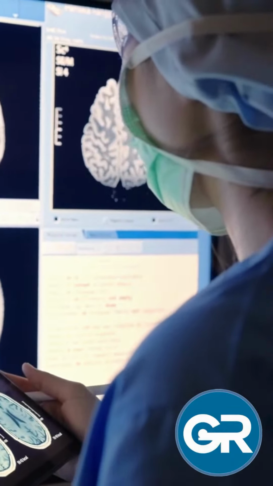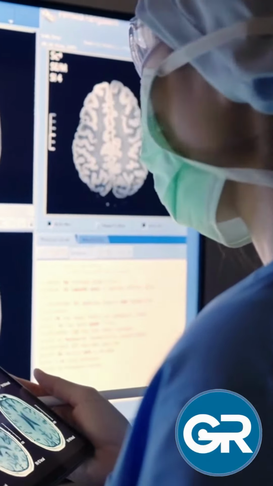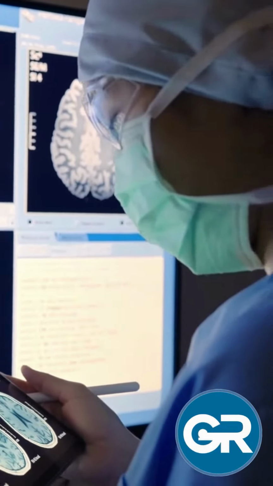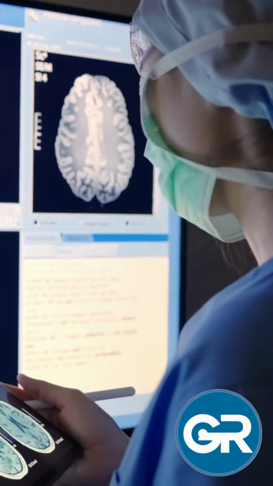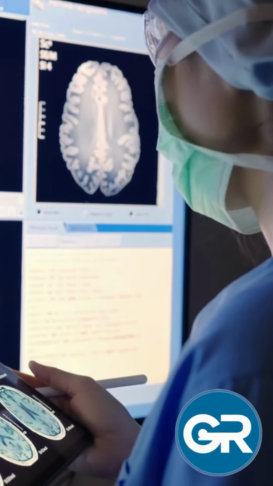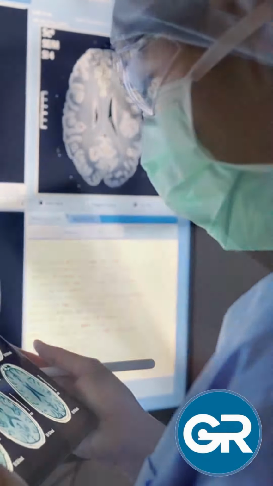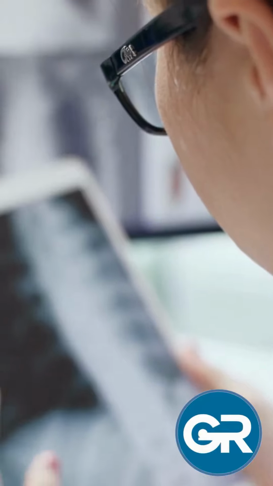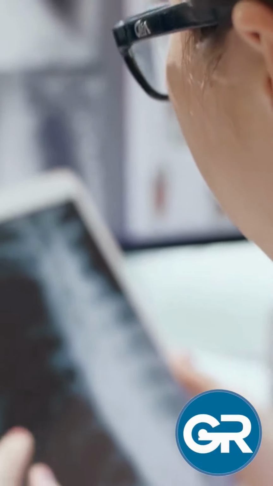Today, we have a special one-minute segment for you where we'll be diving into the fascinating world of analyzing common radiology cases. We'll be covering fractures, tumors, and more. Let's get started. First up, fractures. They're a common concern, especially in emergency cases.